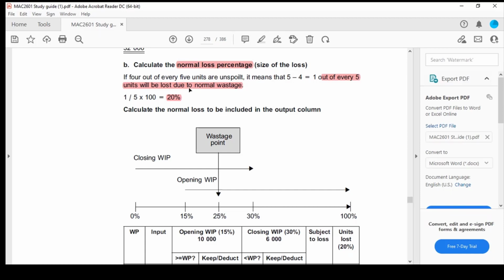When you say spoiled units, what do you mean? Spoiled, that's the percentage, not the value. It's the percentage of the number of units that you have determined to be subject to loss. 20% of them, you're going to lose them.